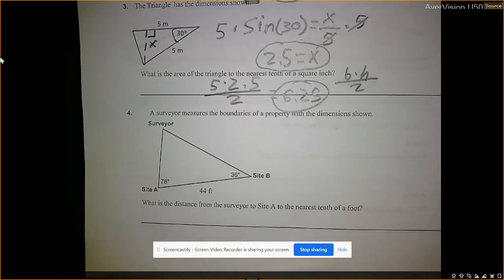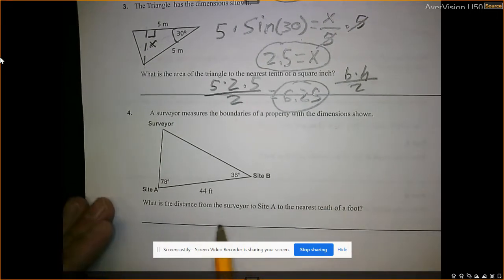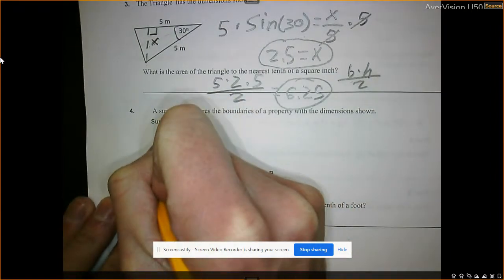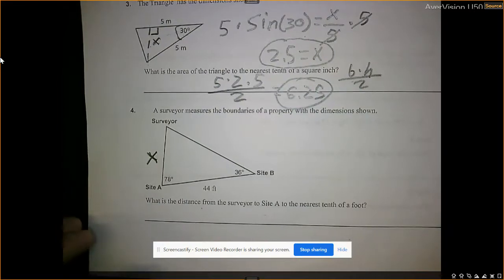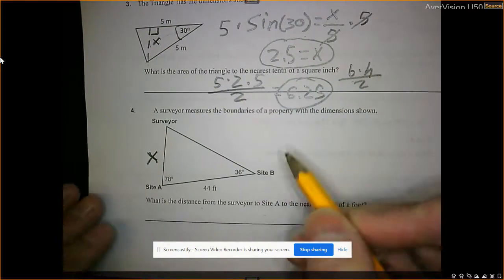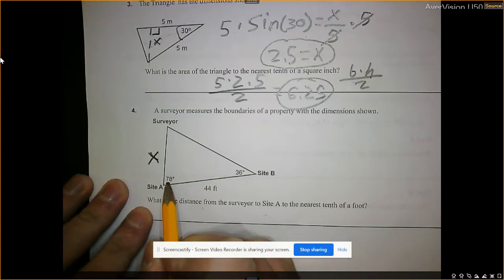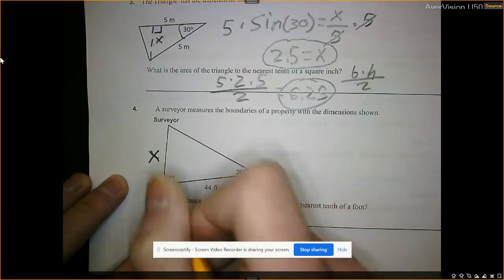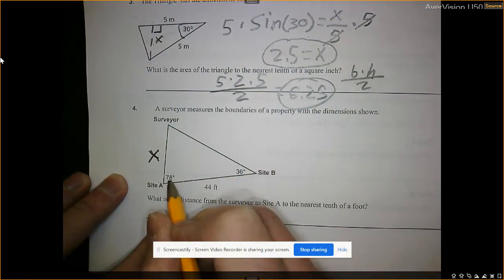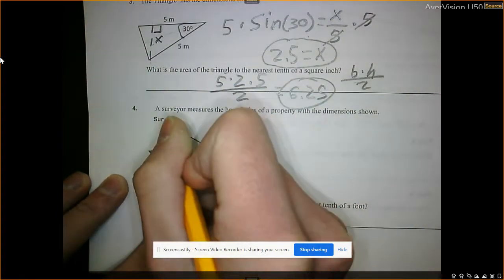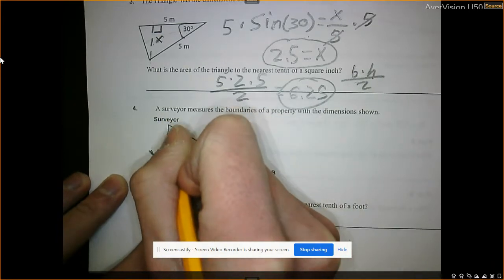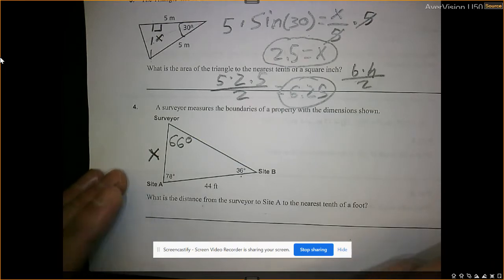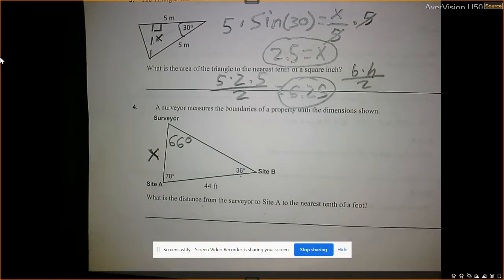So from there, you are saying, what are we trying to figure out? What is the distance from the surveyor to site A? So I would mark that with an X. And then you've got to think, what do we know? We know this is 78 degrees. We know this is 36 degrees. We know all 3 angles of a triangle add up to 180. So we could do 180 minus 78 minus 36 to find this one up here, and that is going to be 66 degrees.